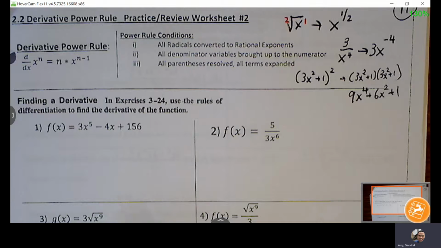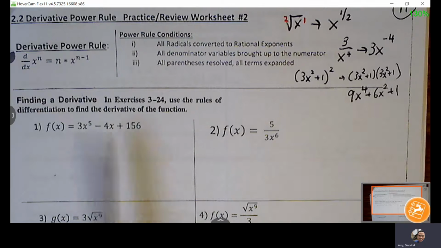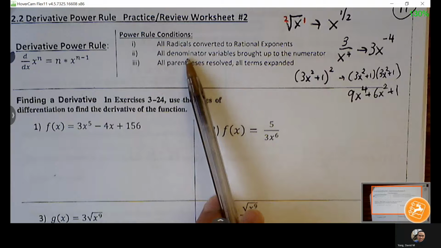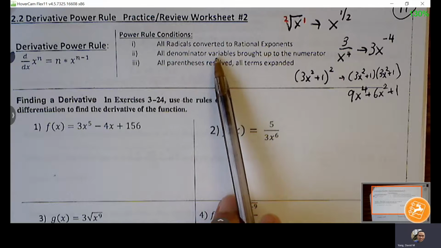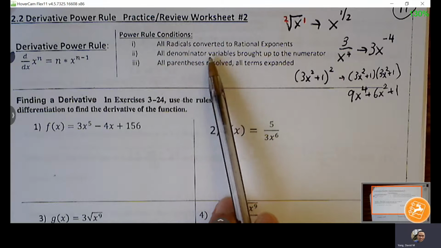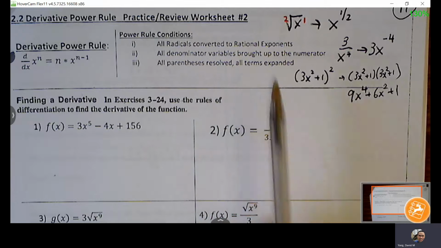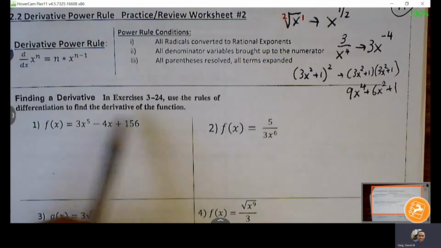So let's start with the easy one here. Number 1, f of x equals 3x to the 5th minus 4x plus 156. Each of these terms, if we look, no radicals to worry about, no denominator variables, and it's okay to have denominator coefficients. We just don't want any denominator variables. And then there's no parentheses to resolve, so we're good. Okay, so now we want to find the derivative, which is going to be a slope formula for whatever this curve looks like.